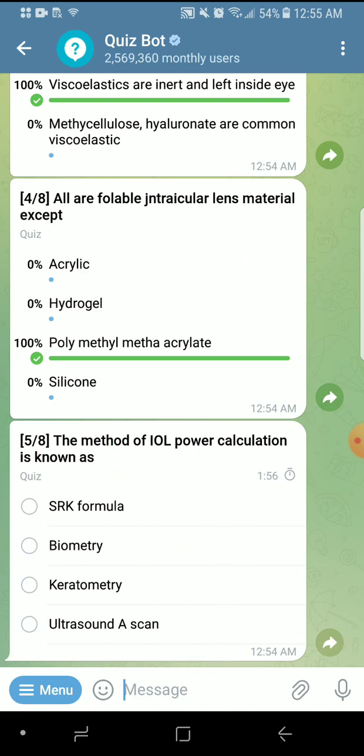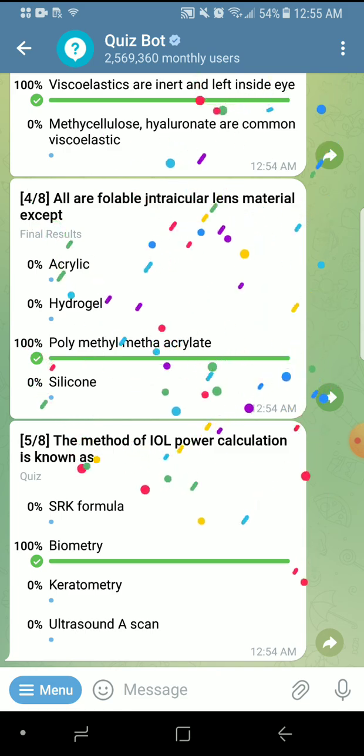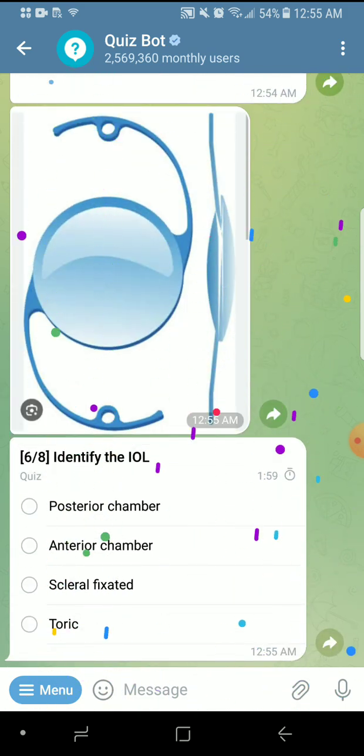Now many students must have answered the question as SRK formula. That is a formula, not the method. The method is biometry. Formula is A minus 2.5 L minus 0.9 K, where L is the axial length measured by ultrasound A scan. K is keratometry, that is corneal curvature. So biometry includes keratometry and A scan.